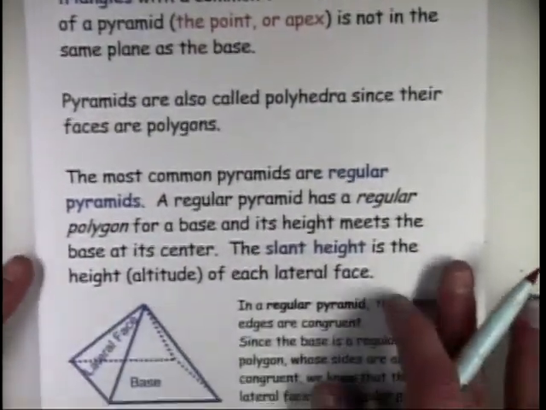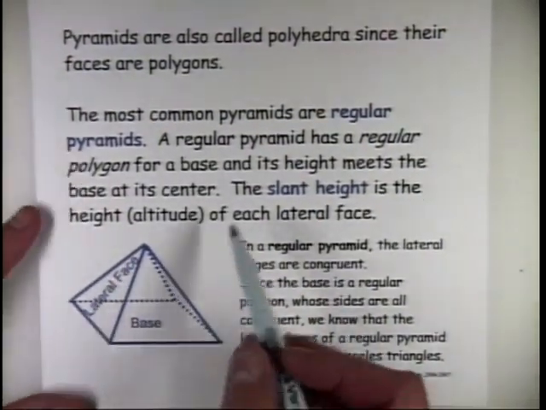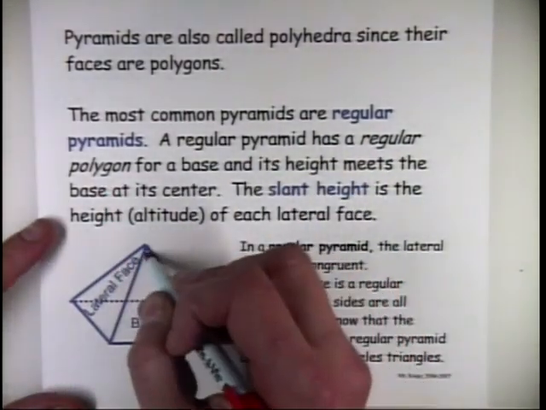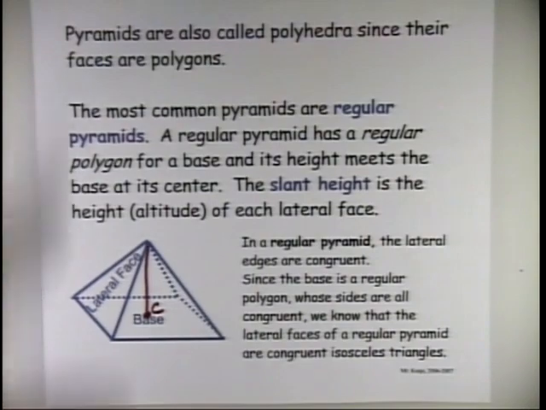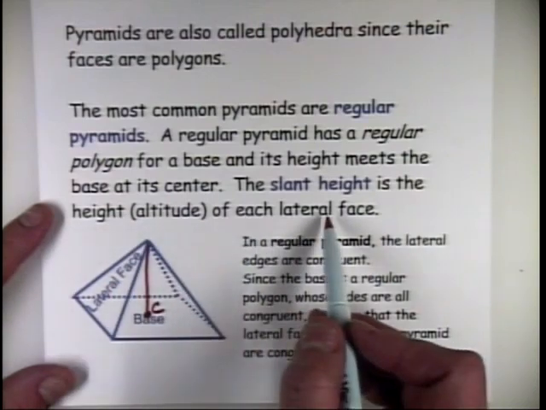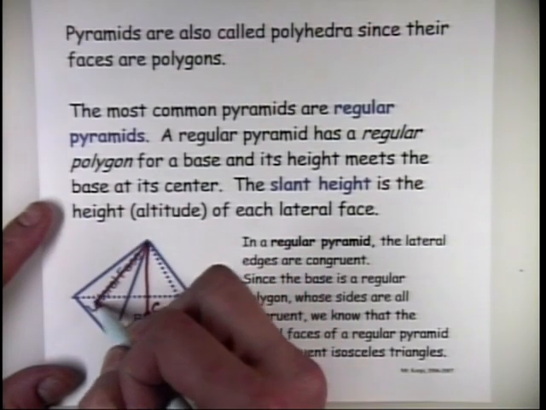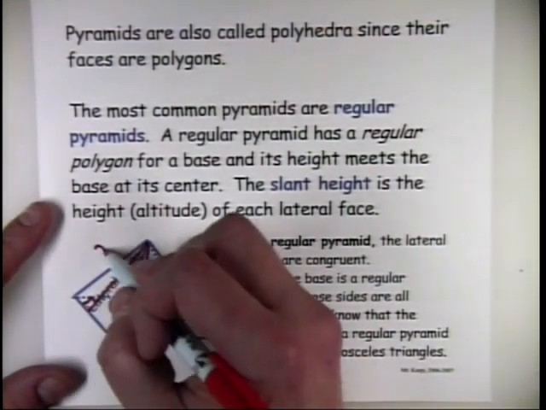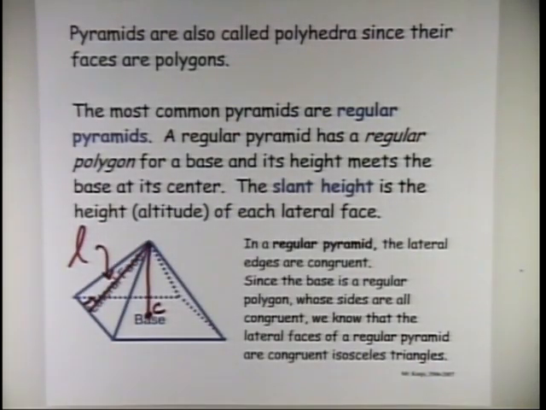They're not curved. Now, the common pyramids are regular pyramids. A regular pyramid has a regular polygon for a base, and its height meets the base at its center. So the height would be dropping right down and meeting right here in the center of that square base. We'll call that C. The slant height, that's a new thing. The slant height is the altitude of each lateral face. So look at this triangle here that's kind of tilted backwards. If I draw the altitude of the face, this is what we're calling the slant height. And a typical letter used for that is a script lowercase l.